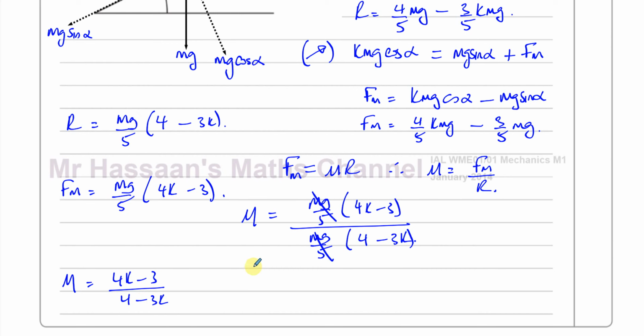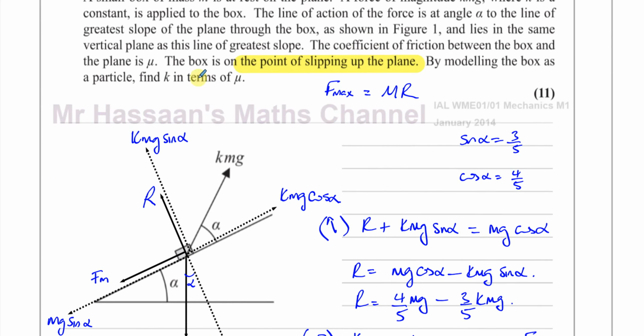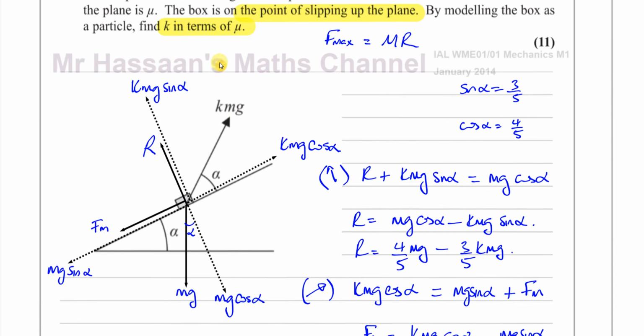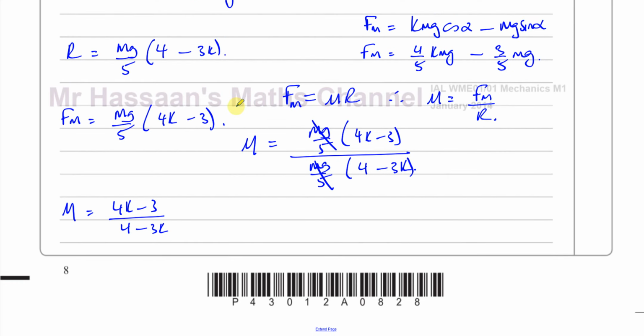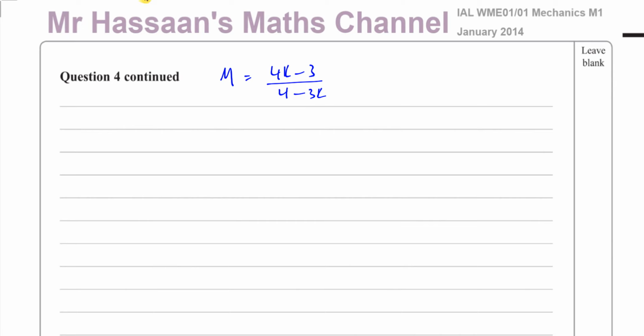Okay, now the question tells us to find k in terms of mu. So we have to find k in terms of mu, which means we have to make k the subject. So we have to rearrange this to make k the subject. So I'll use space on the next page and we will continue there. Okay, so we want to make k the subject because the question says find k in terms of mu. So what I'll do is I'll first multiply both sides by 4 minus 3k. So I'll have 4 minus 3k, that's times mu, is equal to 4k minus 3.